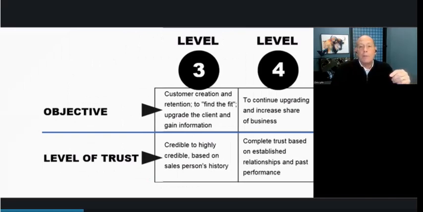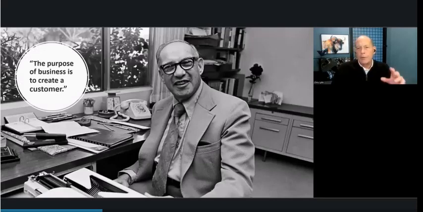When you're at level 3, the objective is customer creation, not just making a sale, but customer creation and retention: to find the fit, upgrade the client, gain information. Level 4, to continue upgrading, increase the share of business, so you have a bigger share of the client's business vis-a-vis your competition. Peter Drucker said the purpose of business is to create a customer. You're not trying to make a sale, you're trying to create a customer.